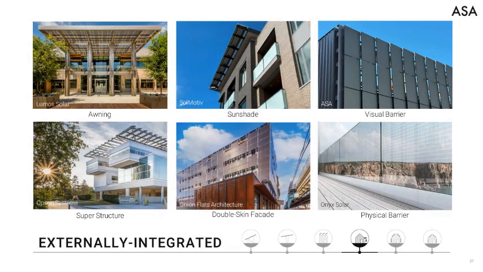Specific applications for externally integrated PV could be a building awning that expands a building's footprint, just like an entrance canopy would. Sunshades installed as part of a building's facade can block direct sunlight from entering windows or glazed areas during summer months, but allow the low angle winter sun to heat the space in the winter months.